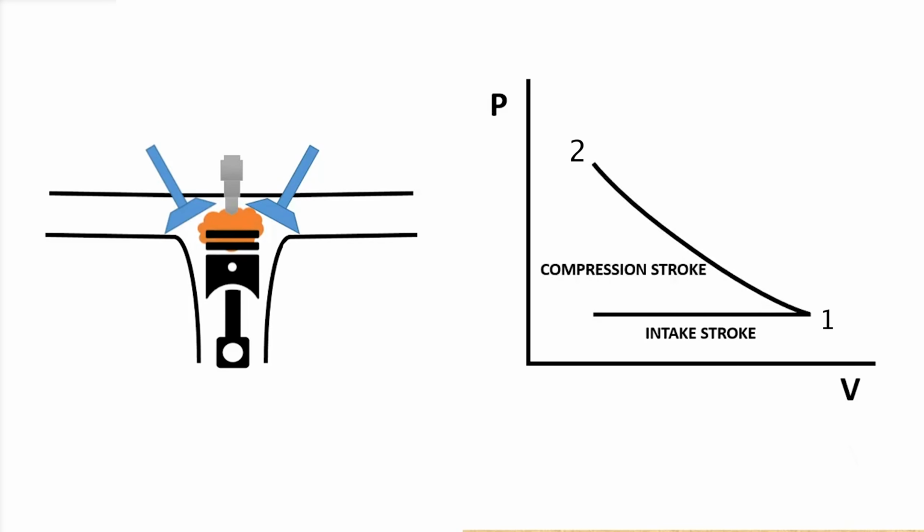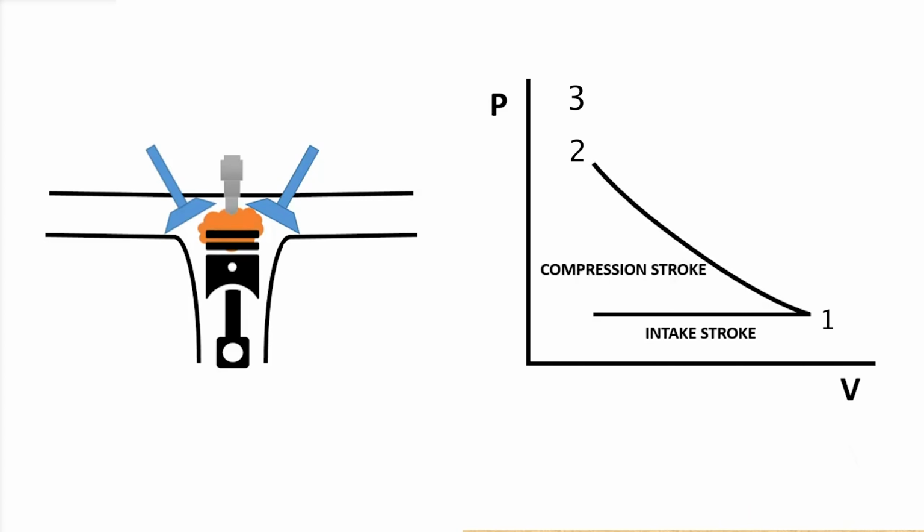Process 1 to 2. During this phase, the piston is drawn up so it can compress the fuel air mixture that entered the chamber. The compression causes the mixture to increase slightly in pressure and temperature. However, no heat is exchanged. In terms of thermodynamics, this is referred to as an adiabatic process. When the cycle reaches point 2, that is when the fuel is met by the spark plug to be ignited.